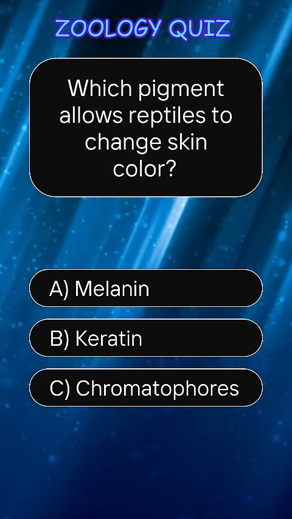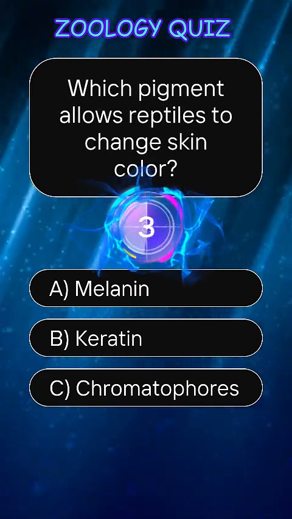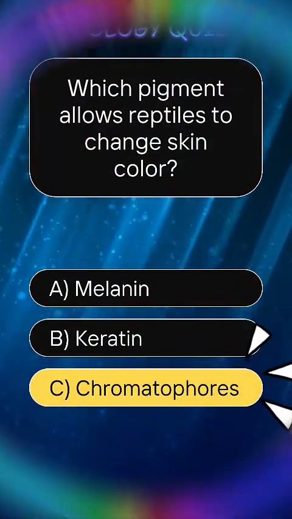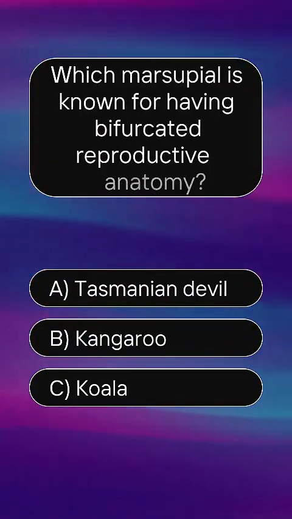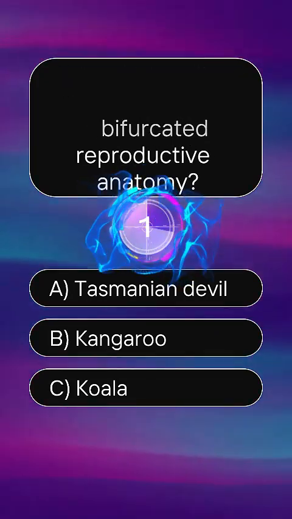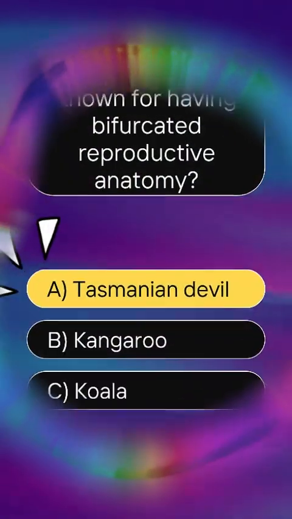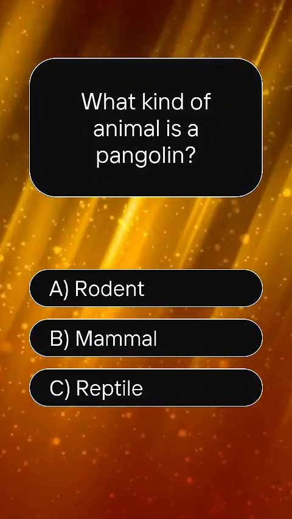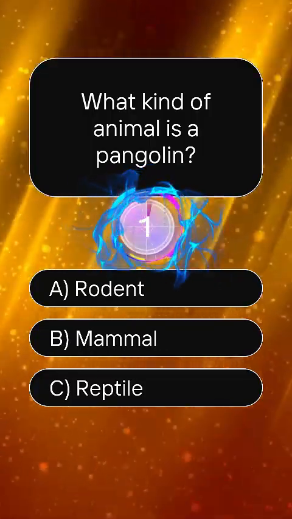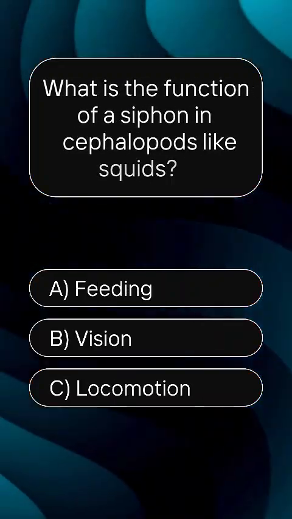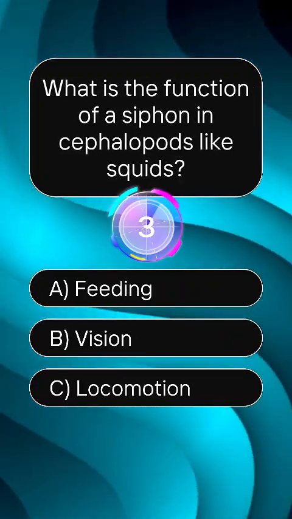Which pigment allows reptiles to change skin color? Answer C, chromatophores. Which marsupial is known for having bifurcated reproductive anatomy? Answer A, Tasmanian devil. What kind of animal is a pangolin? Answer B, mammal. What is the function of a siphon in cephalopods like squids?